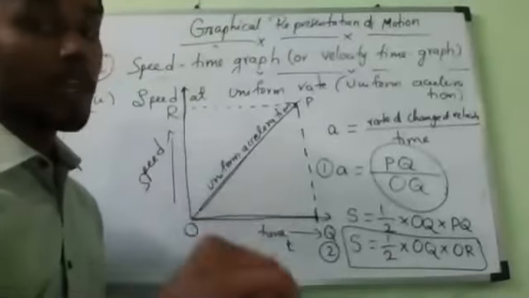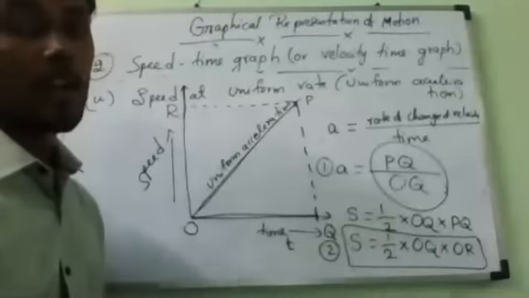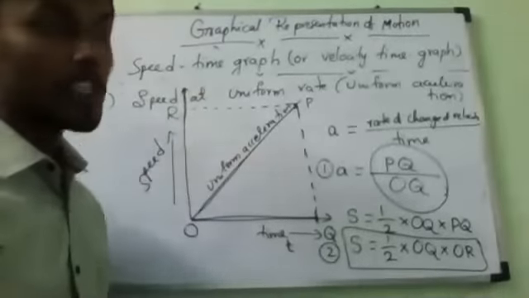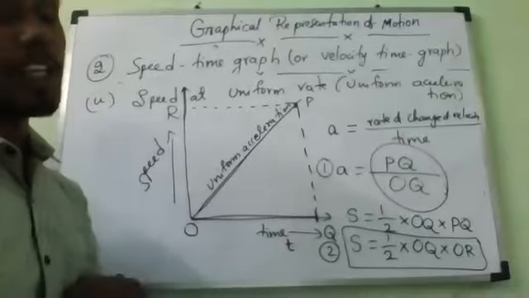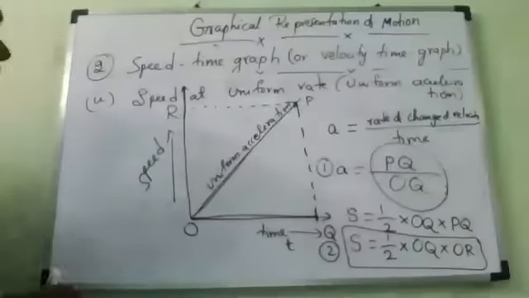Keep the heading: speed time graph. When speed changes at a uniform rate. So when speed changes at a uniform rate, what is the acceleration? Acceleration is also uniform. Understand? Now it is uniform acceleration.